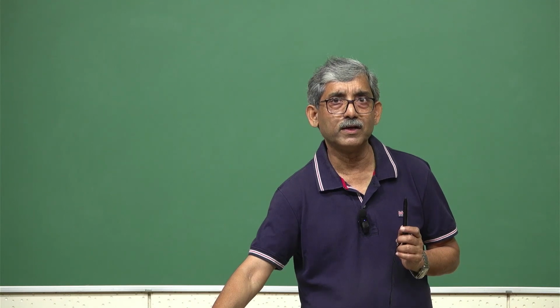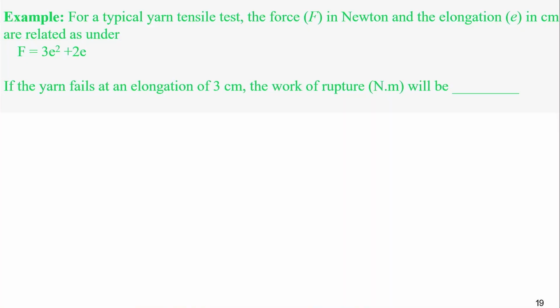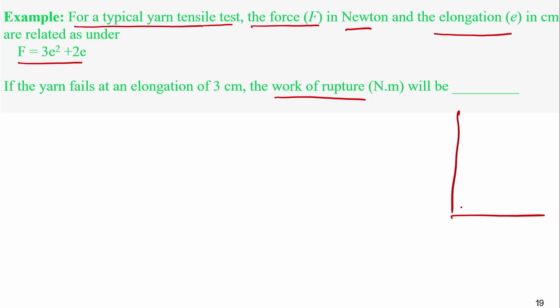So, let us do some numerical. Here this is actually the numerical where work of rupture is required. We can see here for a typical yarn tensile test, the force is F in Newton and elongation E in centimeter, and they are related as F equal to 3E square plus 2E. This is the relationship. So, suppose this type of curve is there. Now, here we have to calculate the area under the curve. So, this function is given. So, what we have to do? We have to simply integrate.